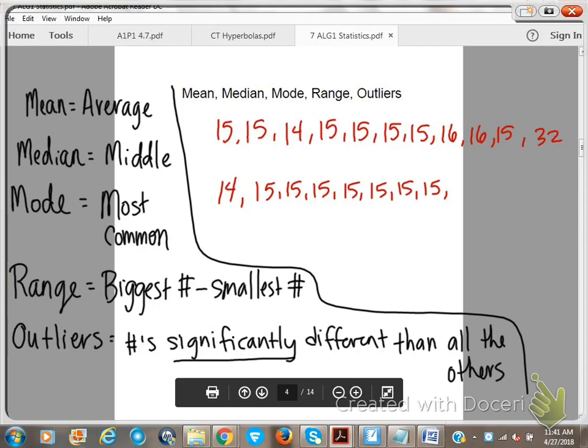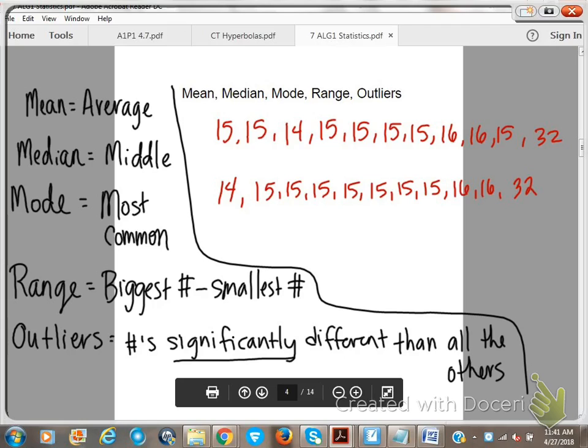Hopefully on the EOC, they will already have it written in order for you. But if it's not, you'll have to do it. I know, it is a pain, so fingers crossed. All right, how many 16s have we got here? 2. And then the 32. Okay, now, just looking at it, what can you tell me?